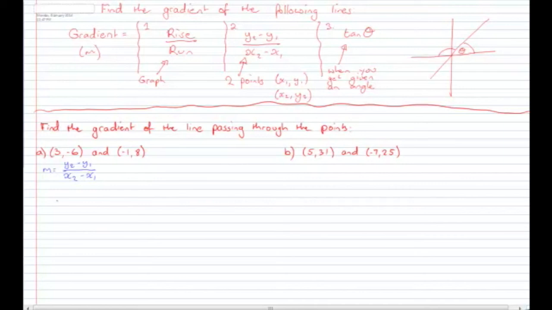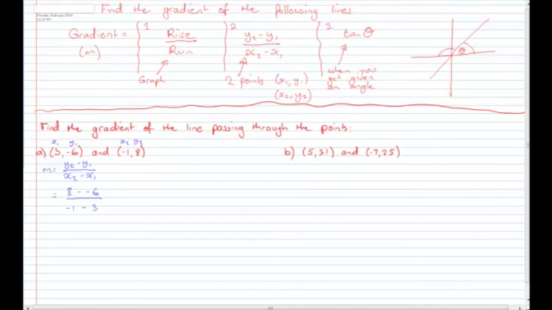Alright, now what we're going to do is label each point. So we're going to have x1, y1 up top and x2, y2. Because this is the first point, therefore your x and your y coordinate of the first point, and your x and your y coordinate of the second point. Right, substitute these values in now.